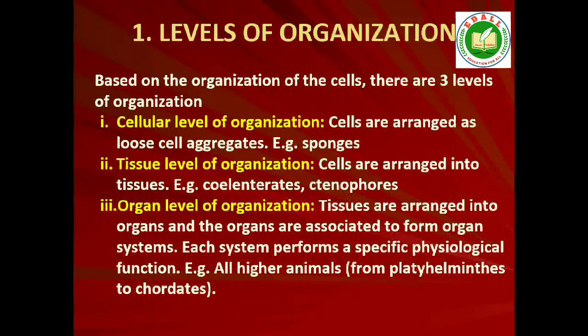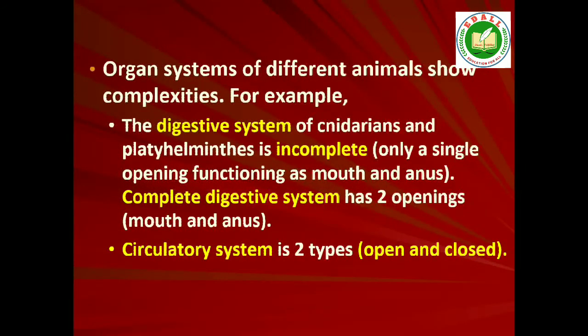In animals like annelids, arthropods, molluscs, echinoderms and chordates, organs have associated to form functional systems, each system concerned with a specific physiological function. This pattern is called organ system level of organization. Organ systems in different groups of animals exhibit various patterns of complexities.